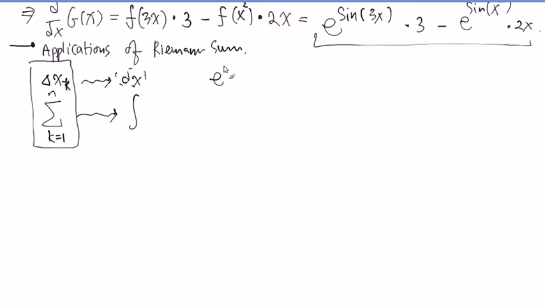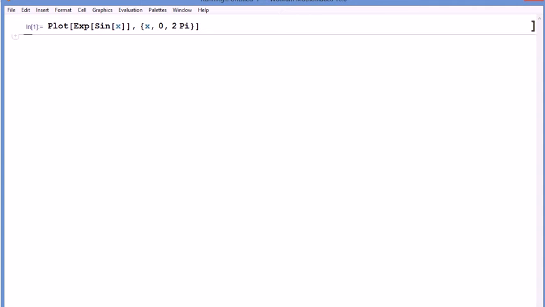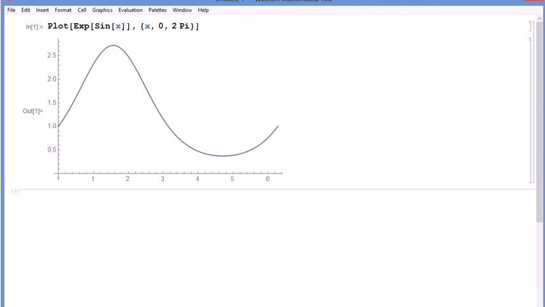E to the sine x again. Let me pull this one up and show you how to actually deal with this function. Here's a plot. This is going to plot the function, Sine x, you have to use a capital S like that, and x going from 0 to 2 pi. Maybe it's trigonometric eventually. If you go from 0 to 2 pi, it gives you the entire picture. So this is the function.